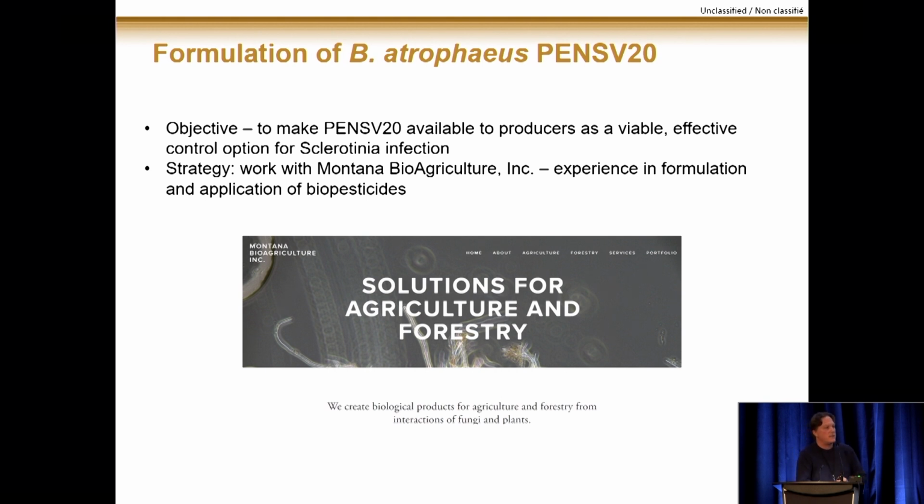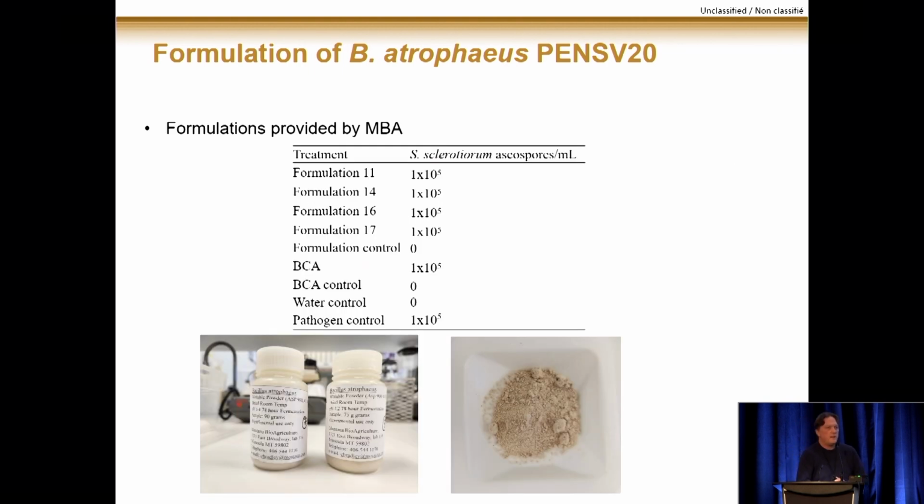So we worked with an established company in the United States called Montana Bioagriculture that has experience in the formulation and application of these things. And Cliff at MBA provided a series of different formulations. As you can see, we're starting here with formulation 11, so there was a little bit of playing around with these to get the conditions just right. And they come as this sort of wettable powder, and that powder contains viable bacteria that can be put into a suspension and sprayed onto plants.